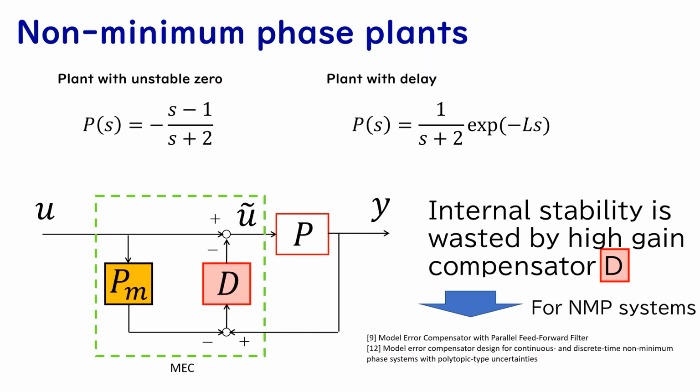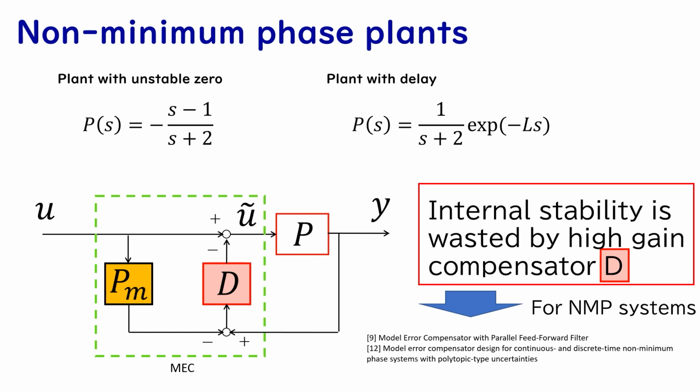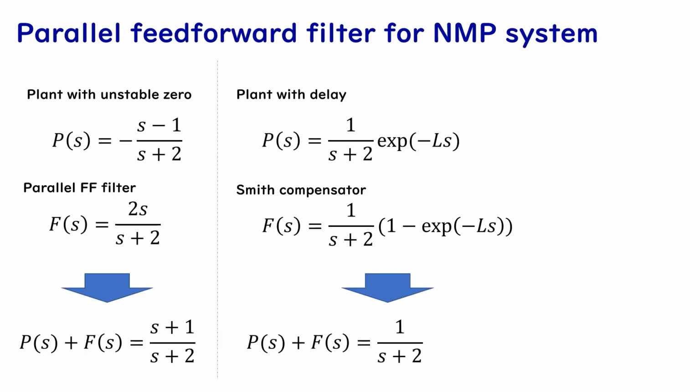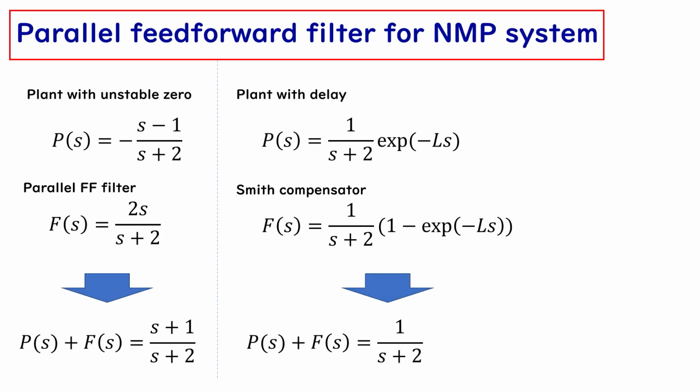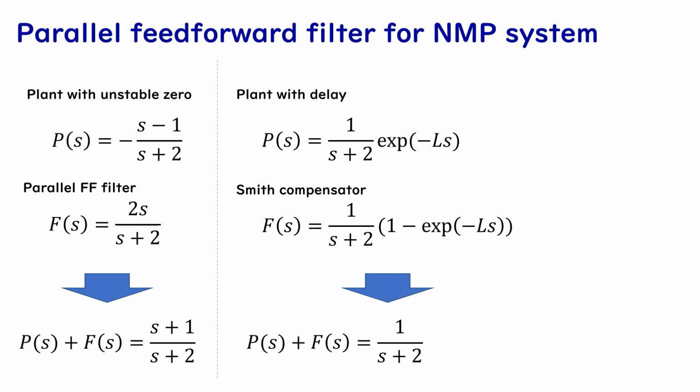At first, the model error compensator for non-minimum phase systems is introduced. This is a case of a plant with an unstable zero, and this is a plant with delay. Internal stability is lost by a high-gain compensator in the case of non-minimum phase systems. In our approach, a parallel feed-forward filter is applied for non-minimum phase systems. When the plant is given like this and the parallel filter is given like this, then P plus F is given as a minimum phase system.